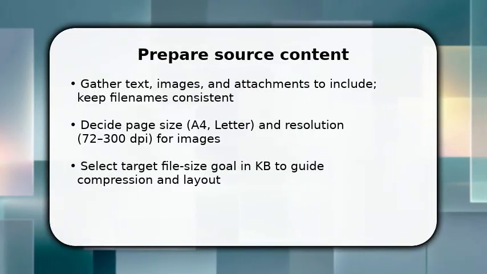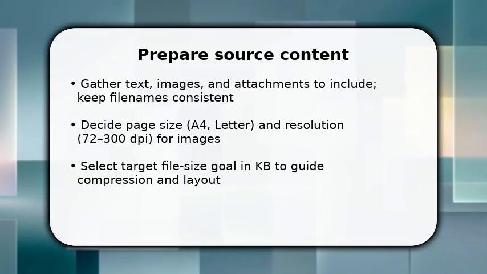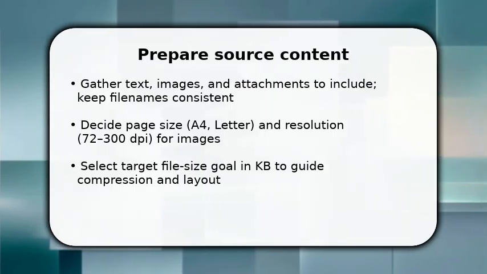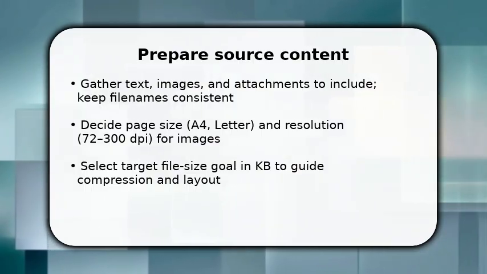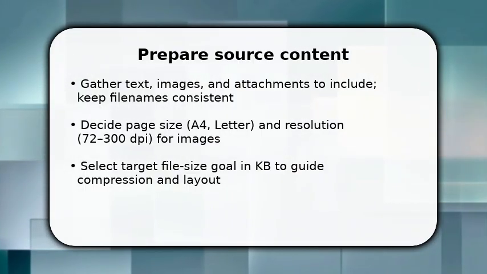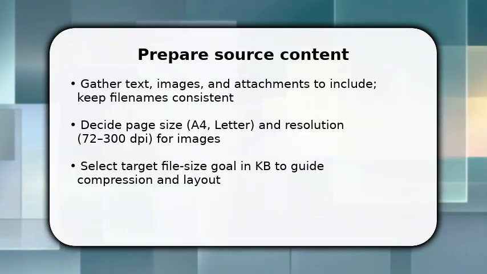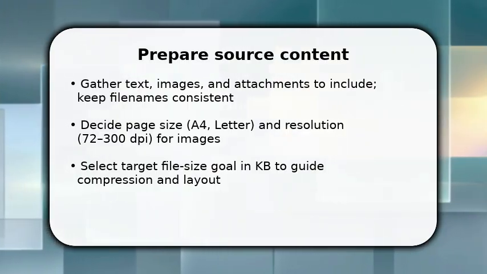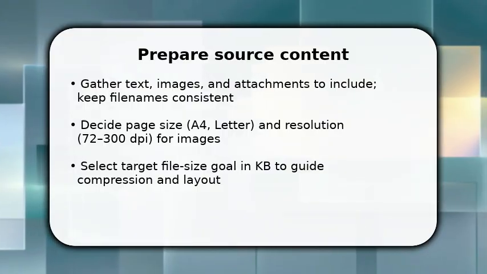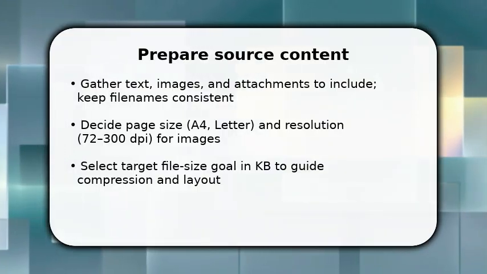You start by collecting the raw materials, text, images, and any attachments you'll embed. Choose page size and image resolution now, A4 versus letter, 72 to 300 dpi, because that directly affects file size. Once done, set a target in kilobytes so you can balance quality versus compactness.